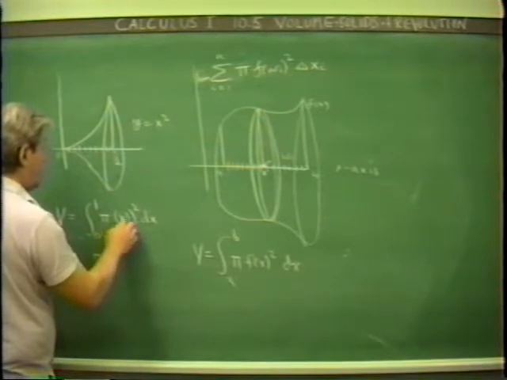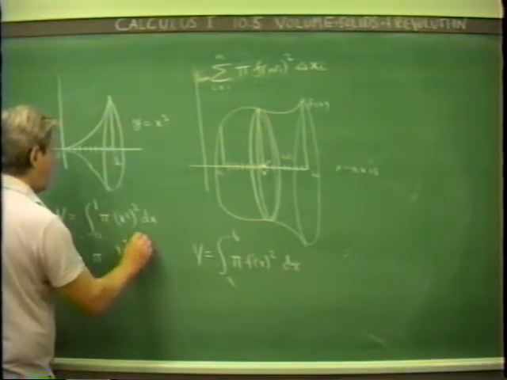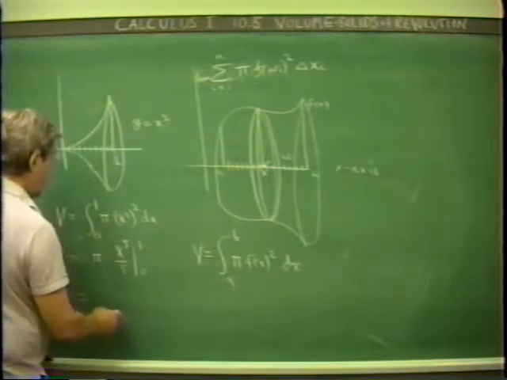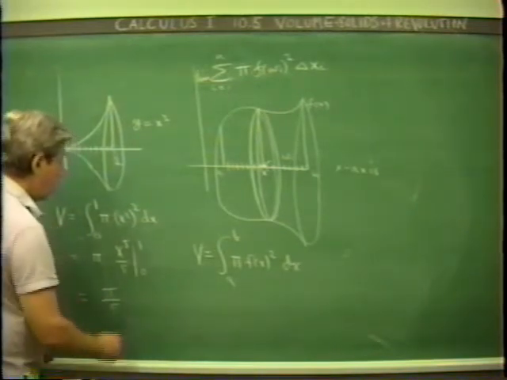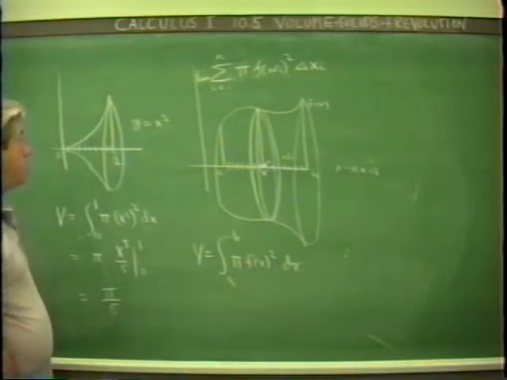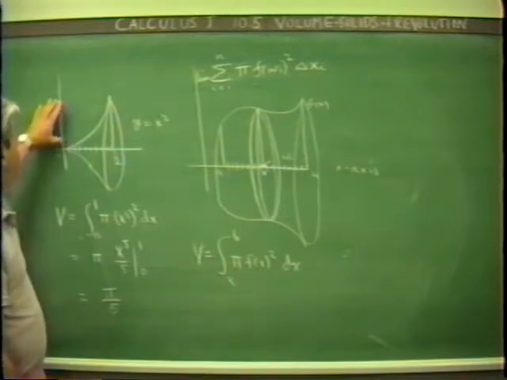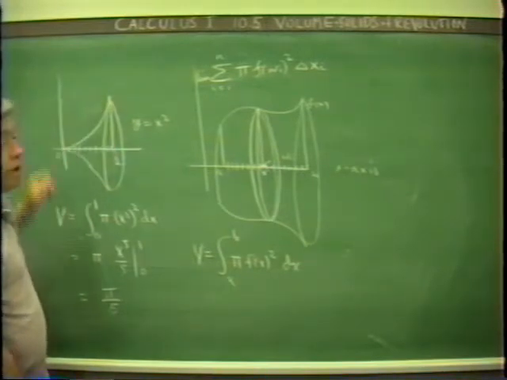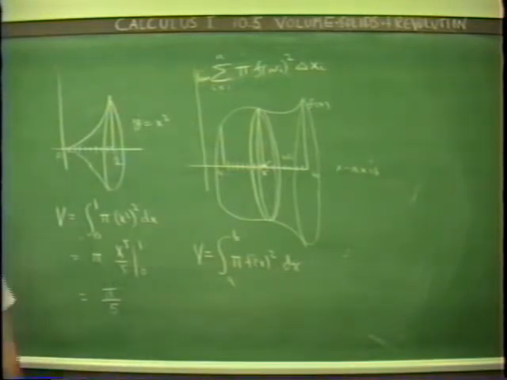So this is going to be equal to pi. This is x to the fourth, so an antiderivative is going to be x to the fifth over 5, evaluated from 0 to 1. And so this is going to be equal to pi over 5. The resulting volume is pi over 5, and that, of course, is based on the fact that the cube with sides 1 is to have a volume of 1.